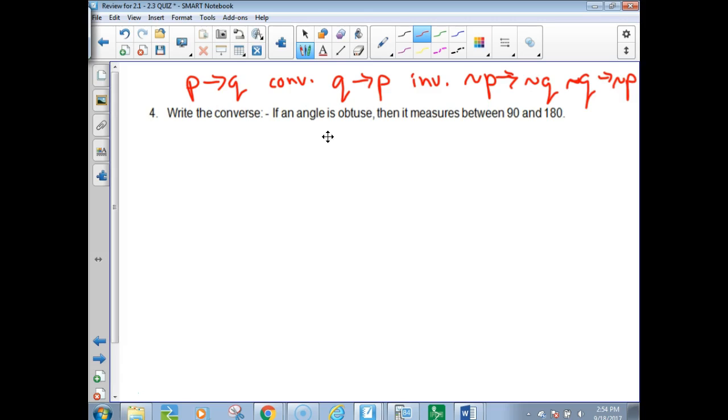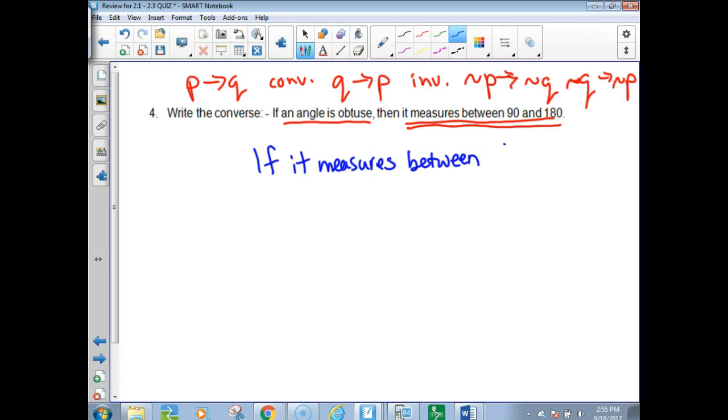So if you write the converse, if an angle is obtuse, the hypothesis, an angle is obtuse, it measures between 90 and 180 is the conclusion. You want to switch the hypothesis and the conclusion. You didn't have to underline those. I'm just trying to remind you of things we did Friday. So if it measures between 90 and 180, excuse me, then an angle is obtuse.